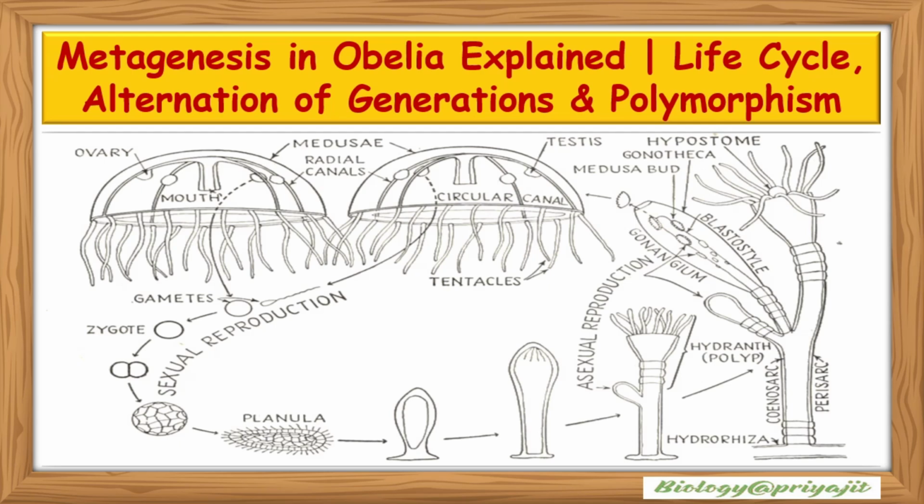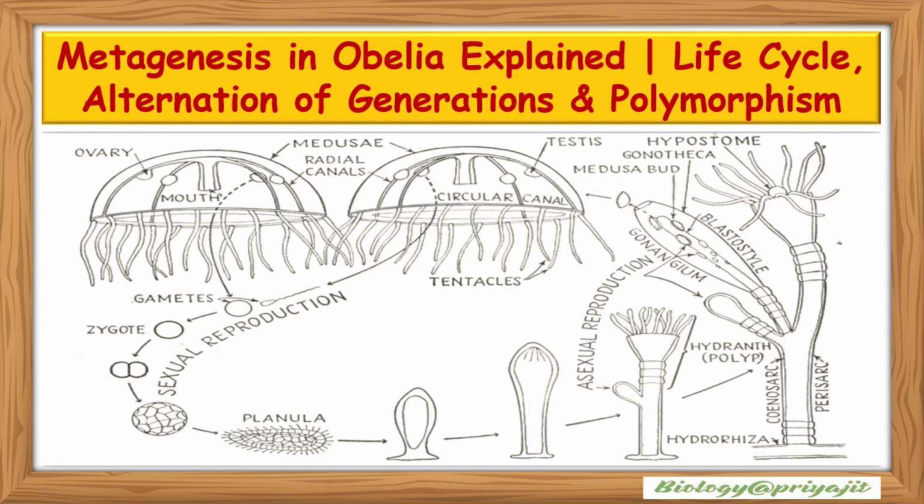Today we are going to discuss the secret of Obelia, a beautiful marine hydrozoan that reveals one of nature's most interesting biological phenomena, that is metagenesis. In this class, we will uncover how Obelia alternates between two distinct forms, the asexual fixed polypoid colony and the sexual free-swimming medusoid stage, a process known as alternation of generations.